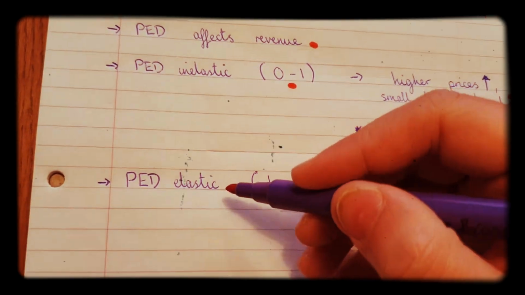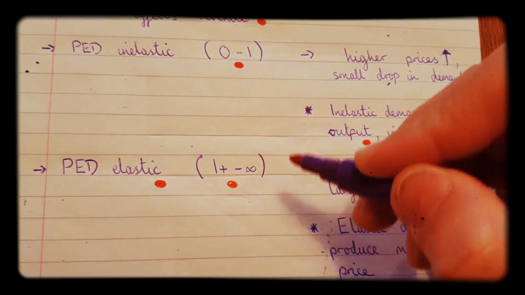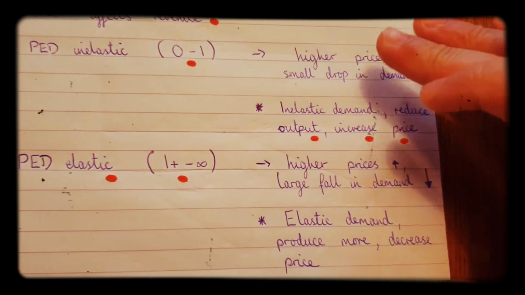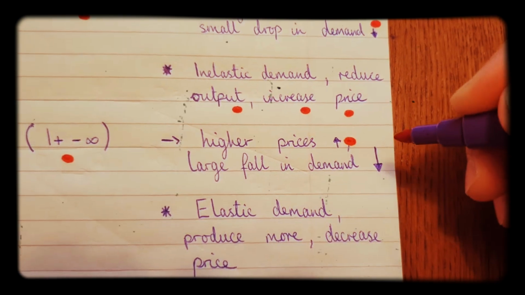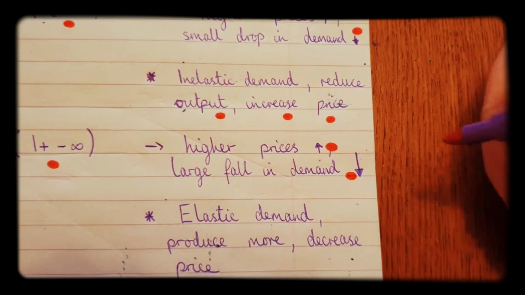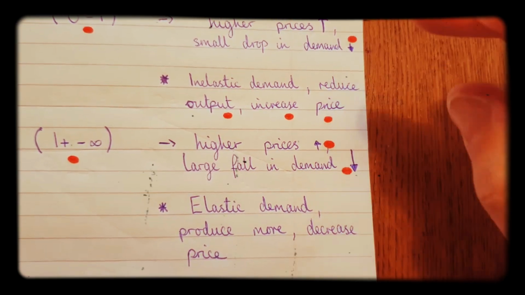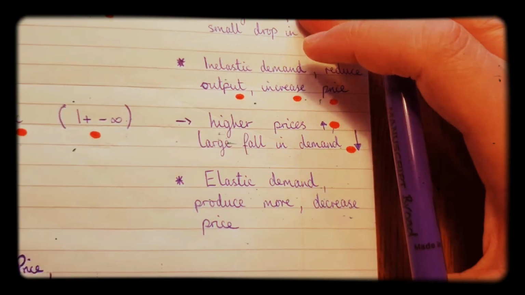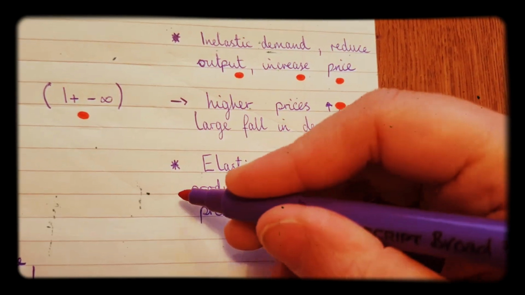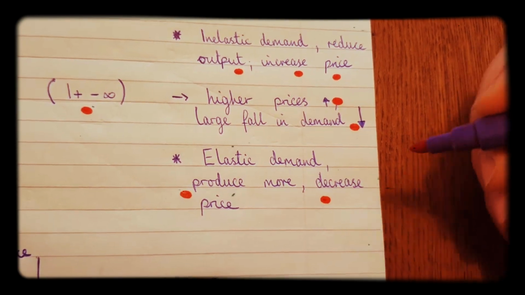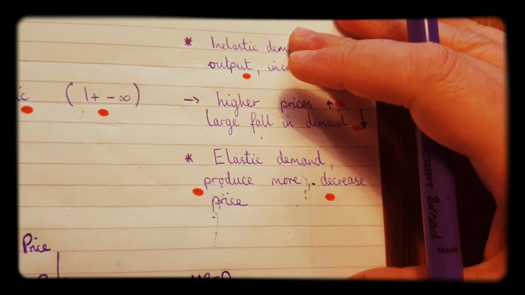Okay, now if we go to this example, PED is elastic. So it could be from 1, above 1, all the way to infinity. Okay, so what does this mean? If you increase the price a teeny bit, just a little bit, there's going to be a massive drop in demand. Okay, in relative terms. Okay, so if you were in this situation, a slightly increased price means you're going to lose a lot of customers. You wouldn't want to do that. So what should you do in this situation? You should produce more and you should decrease your price. Attract more customers and put the price down a teeny bit. Okay, and then you'll make more revenue.